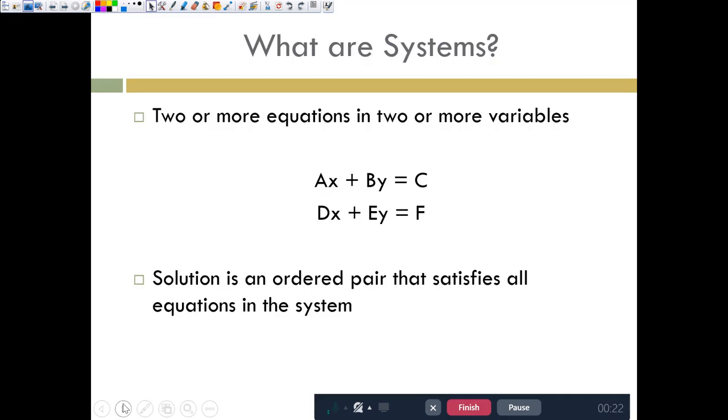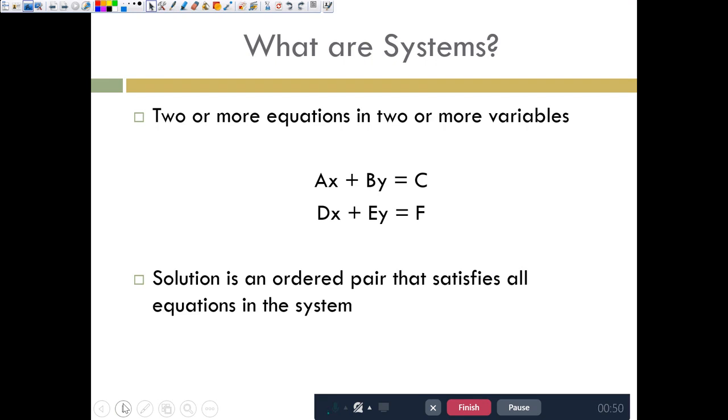Two or more equations that have two or more variables, and they're the same variables. For example, ax plus by equals c. So the x and the y are my variables, and then the following equation is dx plus ey equals f, and the x and the y would be my variables, and the letters a, b, c, d, e, and f would be numbers. Okay? The solution is an ordered pair that satisfies all equations in the system.